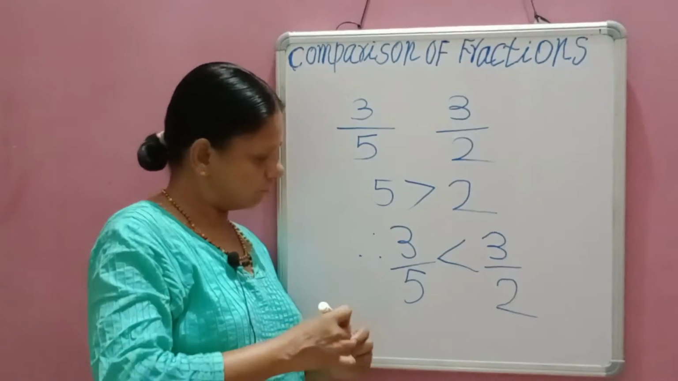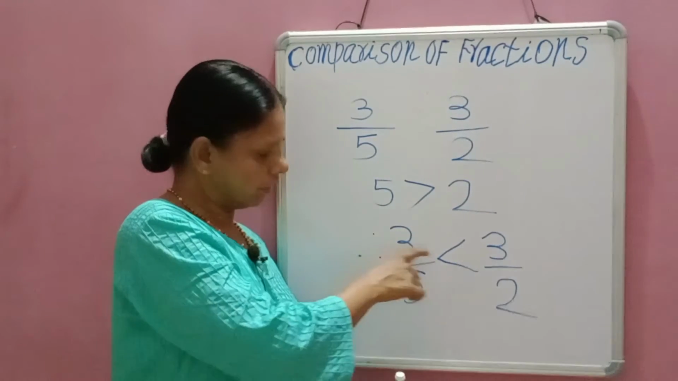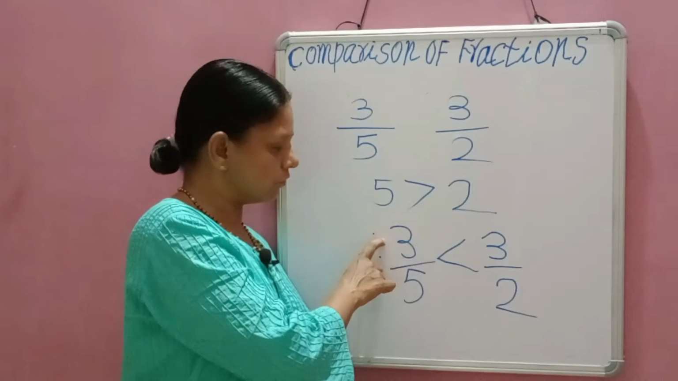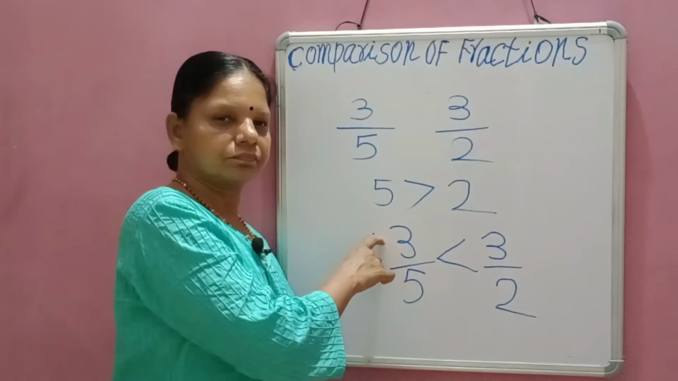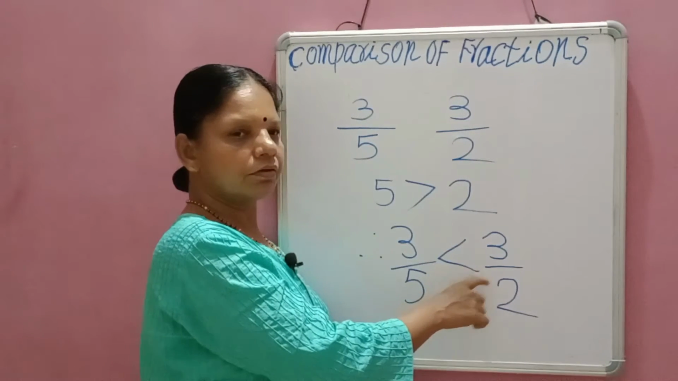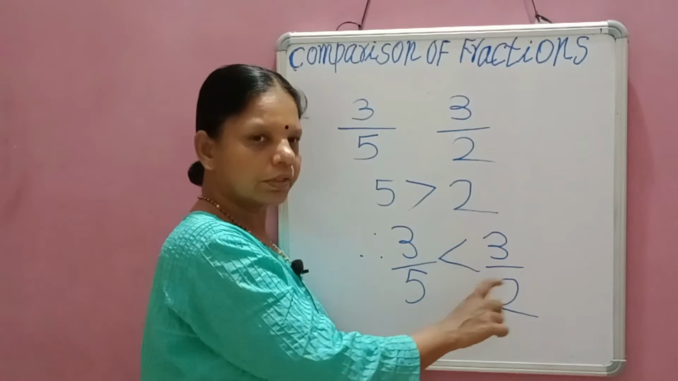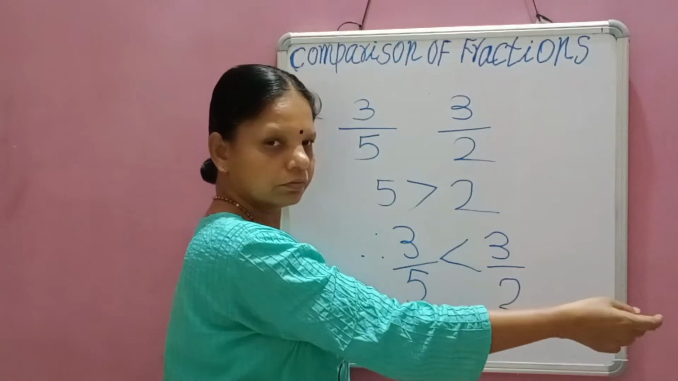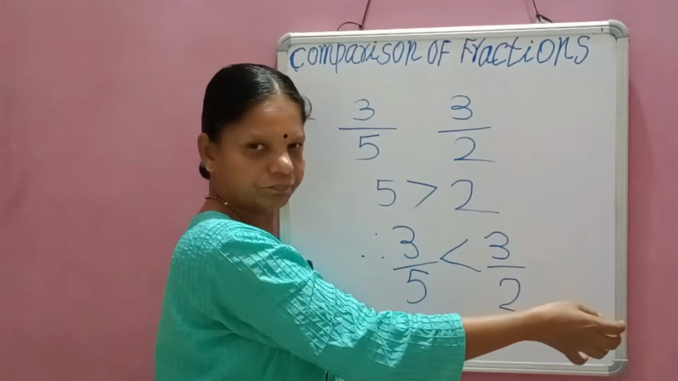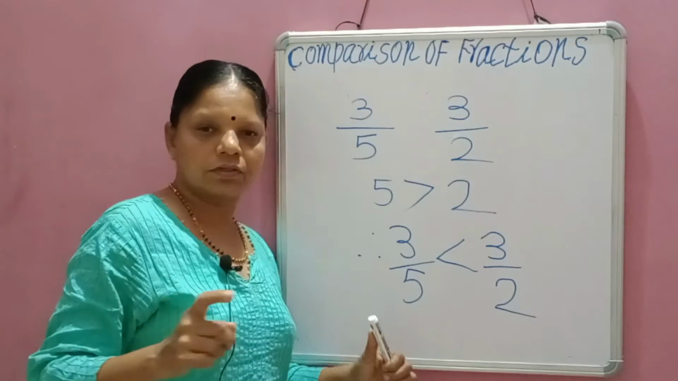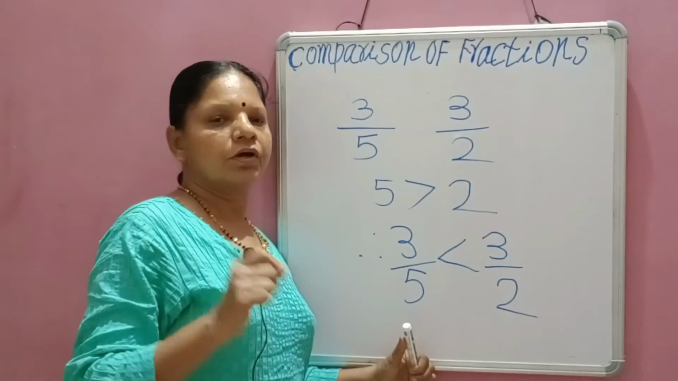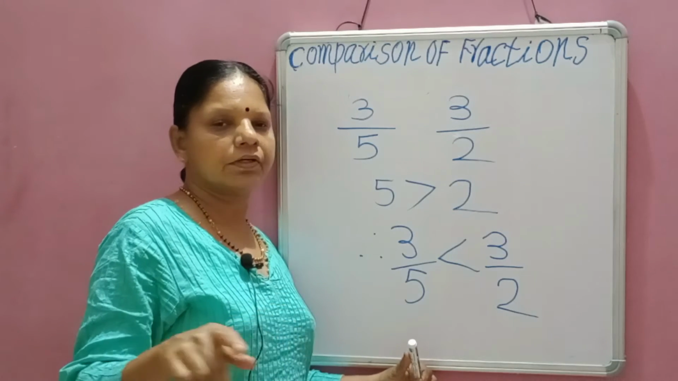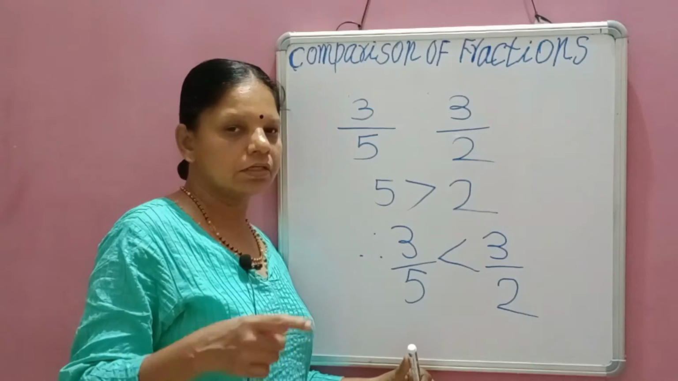Clear? From the value itself we will come to know that the full thing is divided into 5 equal parts. Out of these, 3 parts only are taken. Here the full thing is divided into 2 equal parts. Out of these, 3 parts are taken. 3 parts, how will you take? We have to take one more object, this improper fraction. So understood? When the denominator is same, we have to compare the numerators. When the numerator is same, we have to compare the denominators. But the result will be reversed.